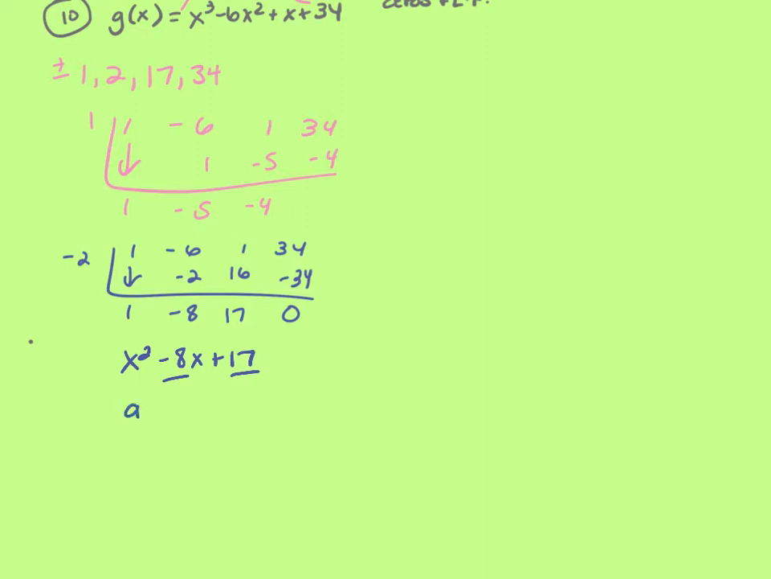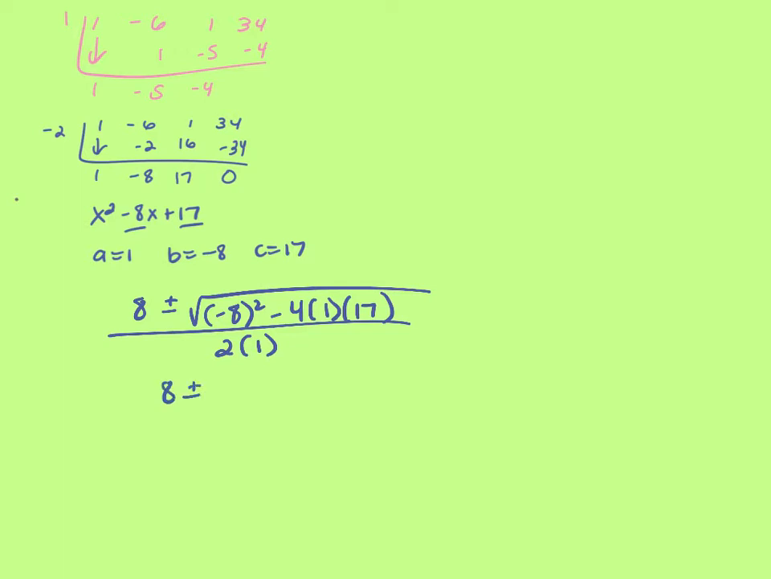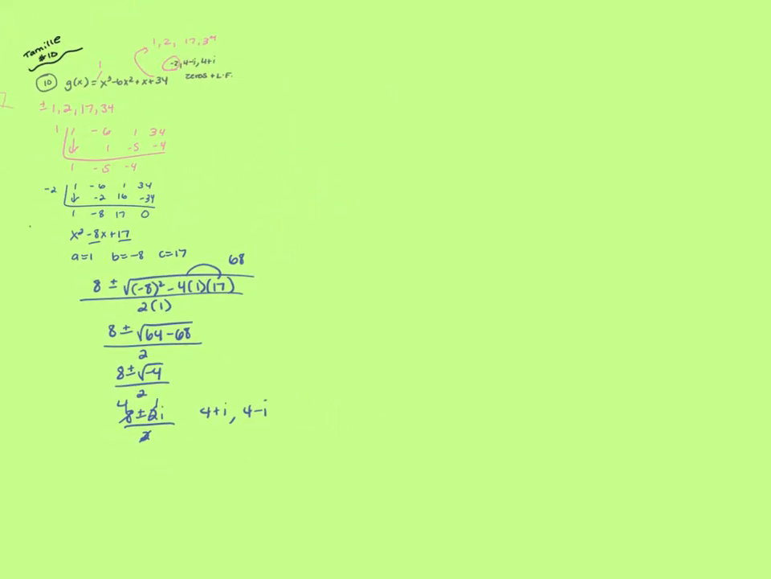So we do the quadratic. A is 1, B is negative 8, C is 17. The opposite of B, so 8 plus and minus the square root of B squared minus 4 times A times C, over 2A. This is 68. 8 plus and minus the square root of negative 4 over 2. 2i over 2, and that's 4 and 1. So 4 plus i, 4 minus i, and the negative 2.